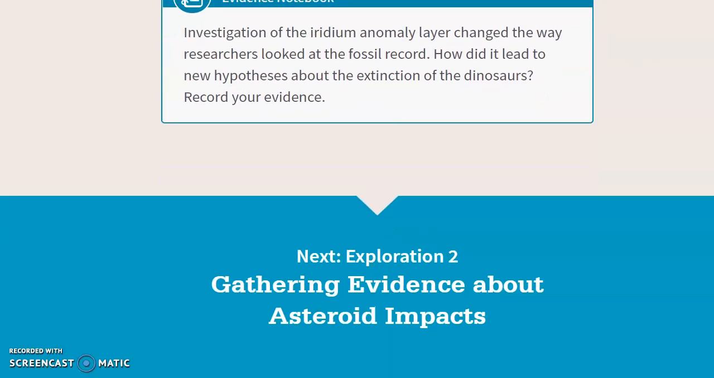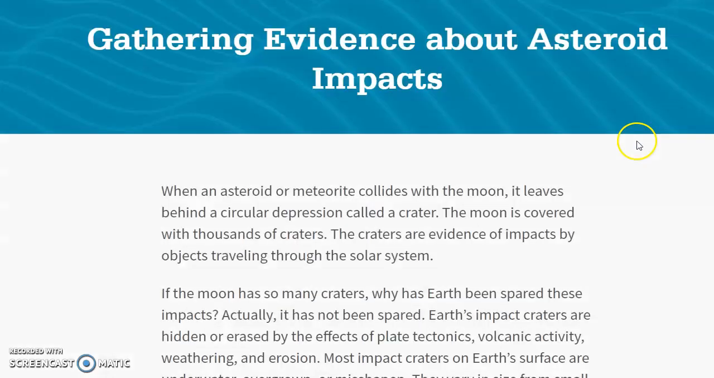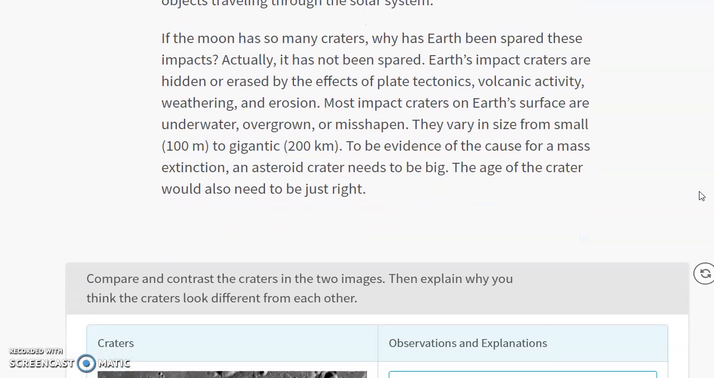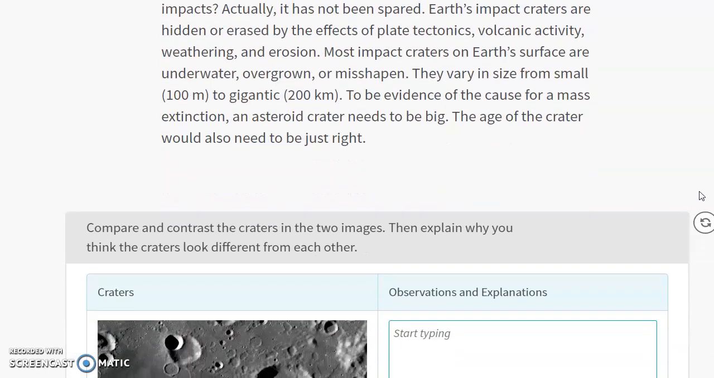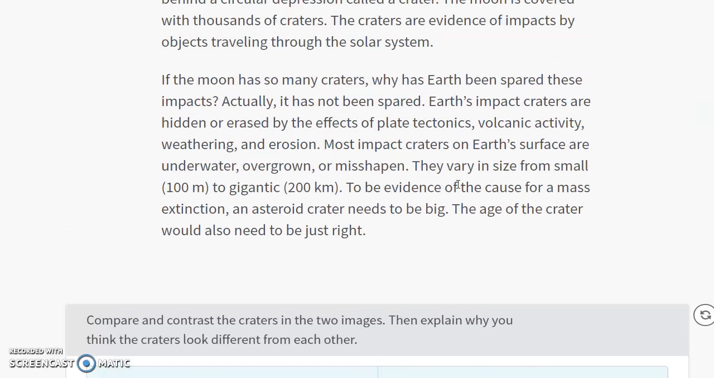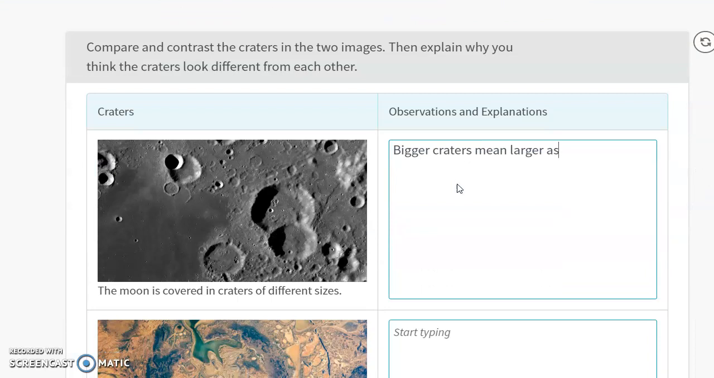All right. And then so exploration 2, we're gathering evidence about asteroids. When it collides with the moon, it leaves the craters. So when we look at the moon and we look at craters, that's an asteroid that hit it. Okay, so you can see the crater right here. So bigger craters mean larger asteroids. Let's see, they said asteroids or meteorites. Asteroids or meteorites collided with it.